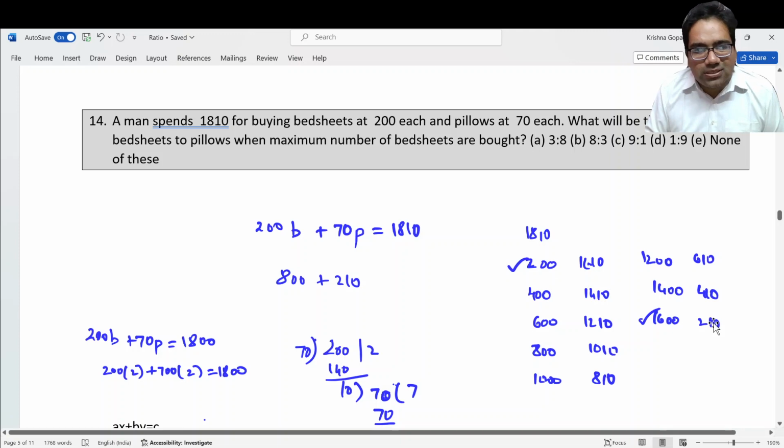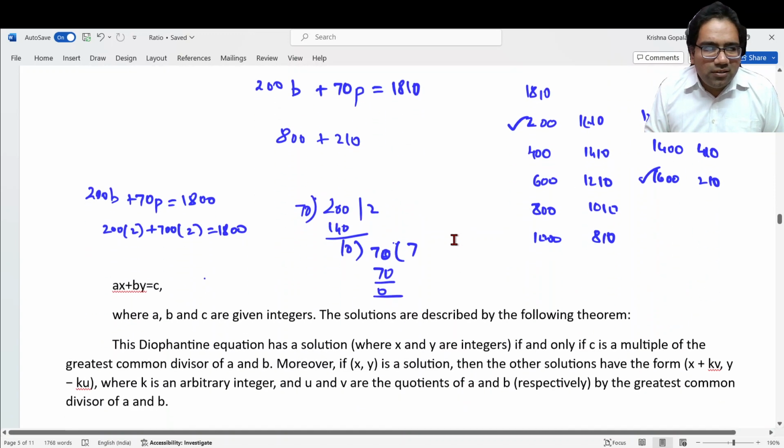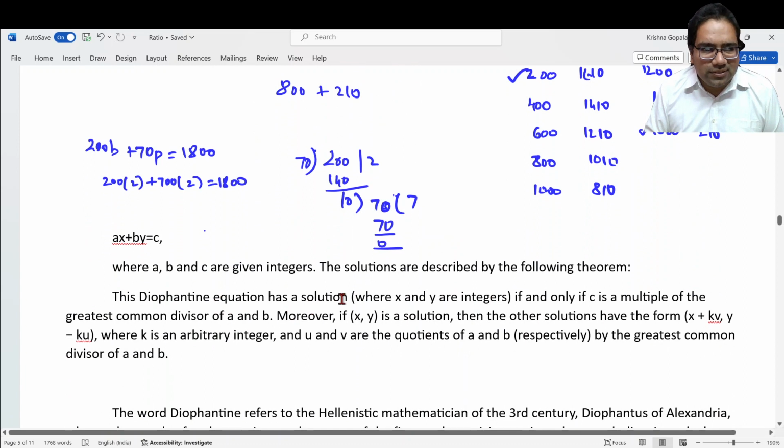There are only two solutions here. There are no other solutions. Right. This is the beauty of these equations. These equations are called Diophantine equations. There are multiple other Diophantine equations. One of them is in this form: ax plus by equal to c, where a, b, c are integers. Right. A, B, C are integers.